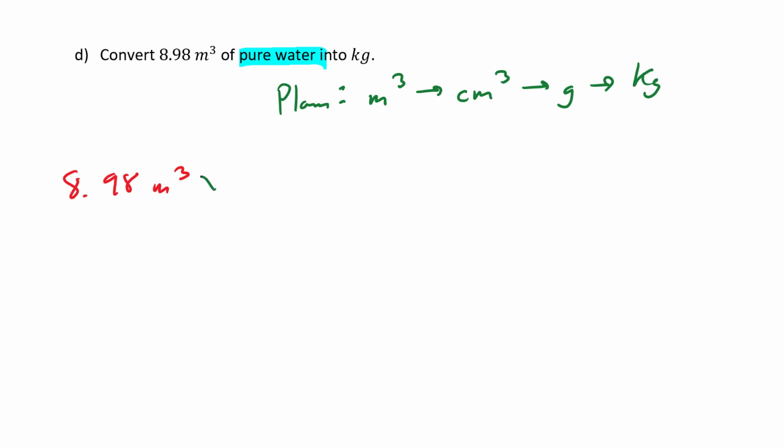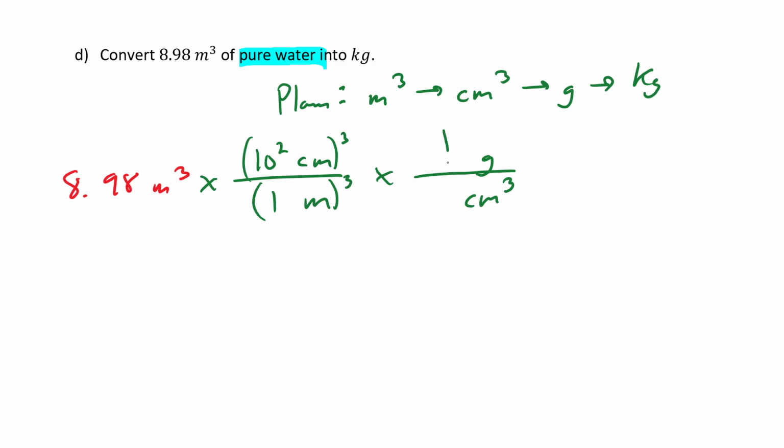Let's do that now. Meters on the bottom, centimeters on the top. 1 meter is 100 centimeters, but it's cubic units, so I've got to cube the top and the bottom. Next up, I'll have it in cubic centimeters. I can go to grams for pure water. 1 gram is 1 cubic centimeter. Again, this is because it's pure water. Then we'll go from grams to kilograms. 1 kilogram is 10 to the 3 grams.